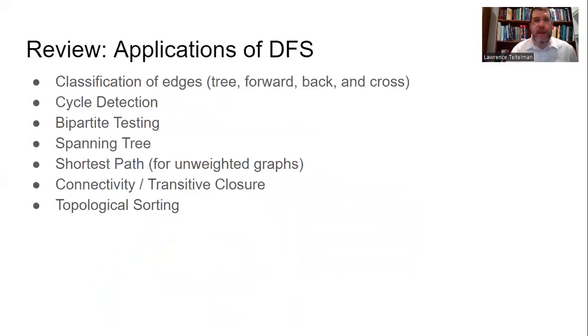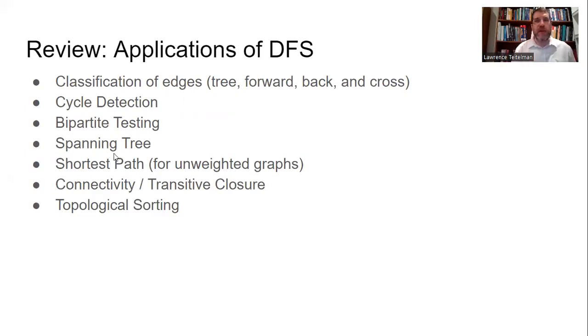We have a lot of applications of DFS. So we just mentioned classifying edges, but we can also use it to detect cycles. Basically, you see if you hit a vertex that you already hit before. All right, bipartite testing, we discussed that last time, right? Are all the vertices divisible into two groups such that all the edges are between them? And we use that coloring argument.